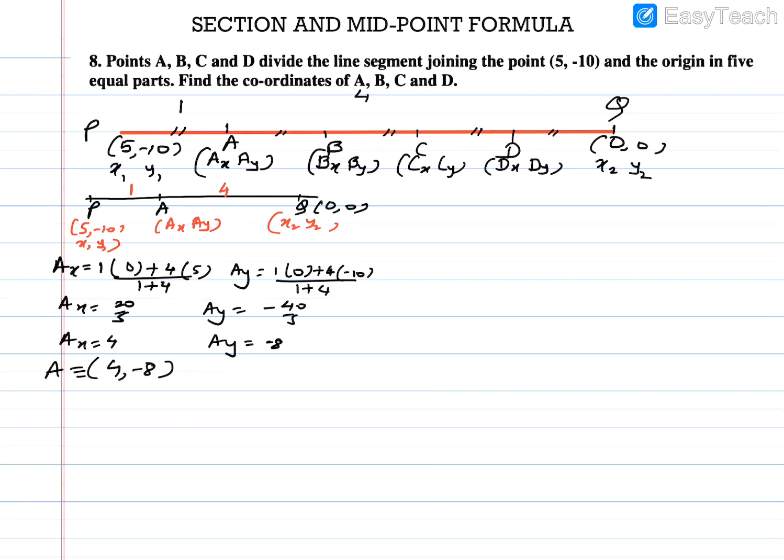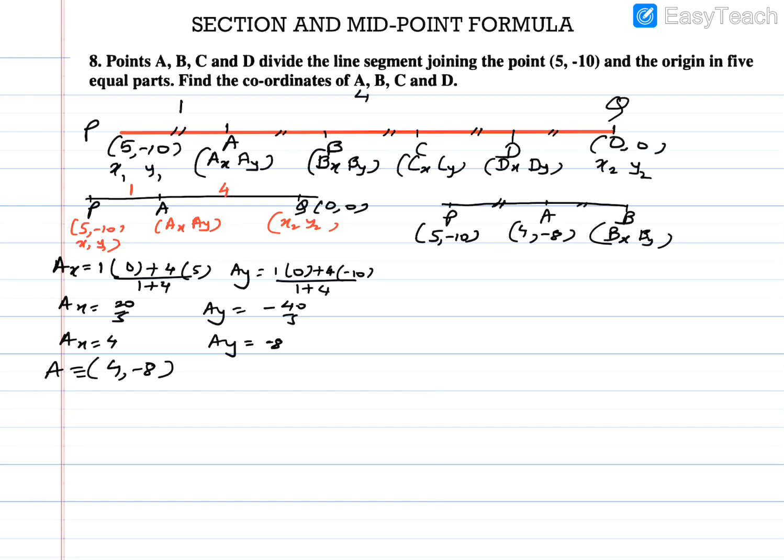Now once you know this value, you can use the midpoint formula to find B. We can use the midpoint formula or use the section formula only. For all the sums you can use the section formula. Now to find B, let me explain, I will solve using two methods. This is P, this is A, and this is B. P is (5, -10), A is AX, that is (4, -8), and B is BX, BY. Because all are equal parts, A is the midpoint of PB.